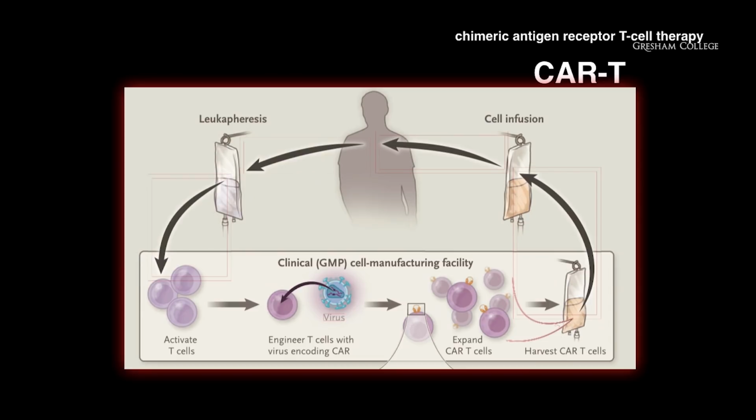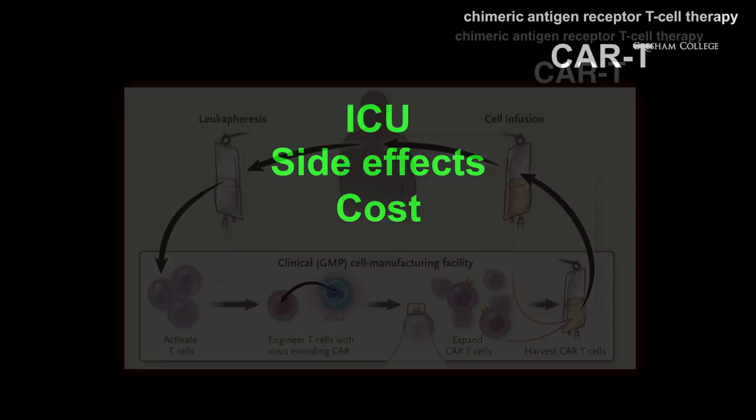So you get the cells outside the body, you modify them with a virus, you change the way they will bind to the receptor specifically for that cancer cell, and then put them back into the patient. So they're the patient's own cells cycling back into the patient as living drugs, if you like. They're the patient's own cells, specific for them. It truly is personalised.